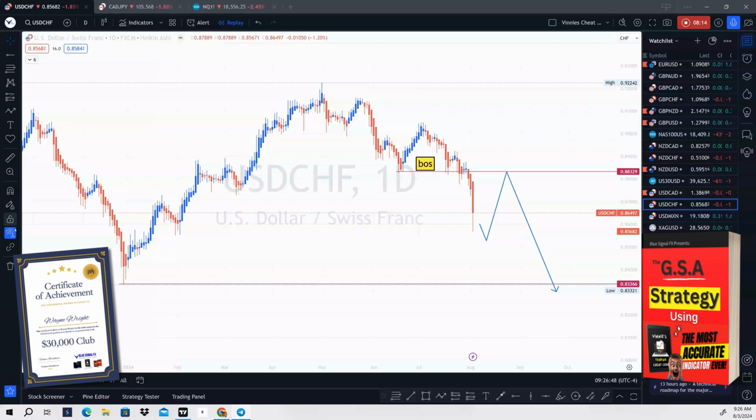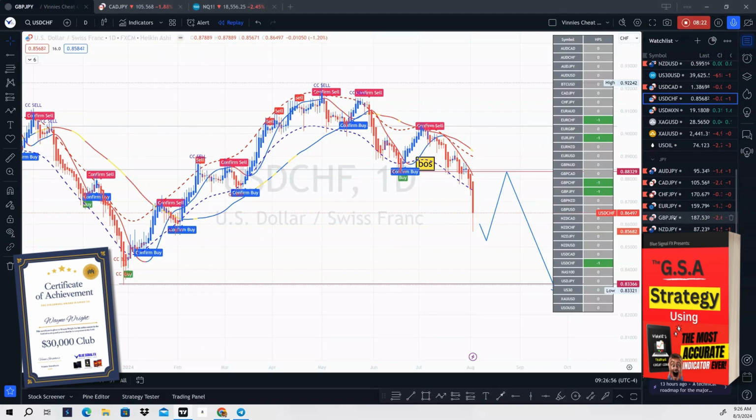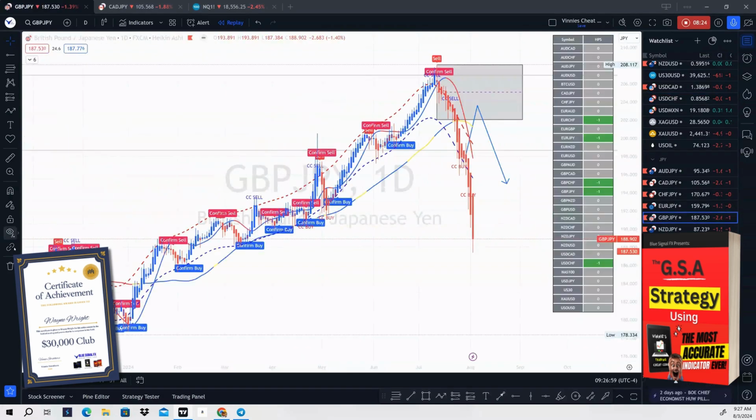So let's take a look at these other pairs. Let's turn on the indicator. So we got GJ, we got EJ, we got Euro CHF. So let's take a look at GJ. Okay. Let me go ahead and erase everything.